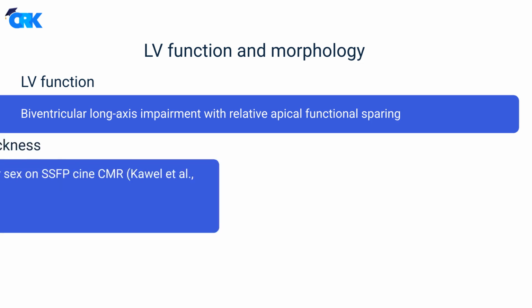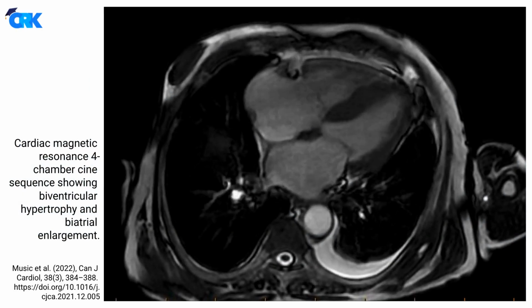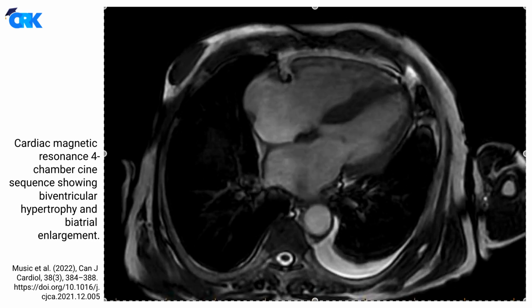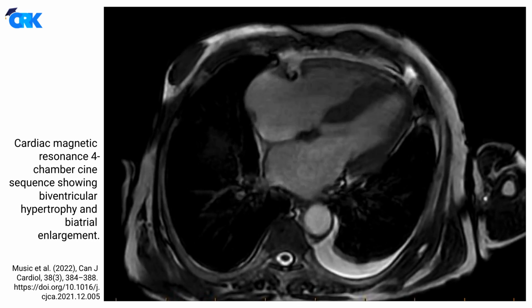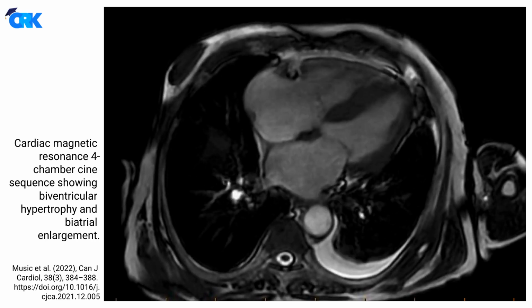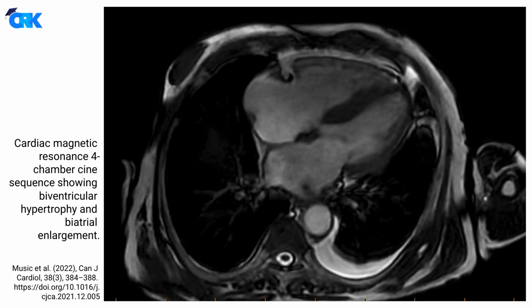2. Left ventricular wall thickness. Now, increased left ventricular wall thickness is one of the hallmark signs. What you're seeing is a 4-chamber cine sequence, a dynamic view that captures the heart's movement in real time. This particular scan demonstrates 2 hallmark features of cardiac amyloidosis: biventricular hypertrophy, thickening of both the left and right ventricles, and biatrial enlargement, which reflects the chronic pressure overload often caused by stiff, amyloid-infiltrated ventricles.